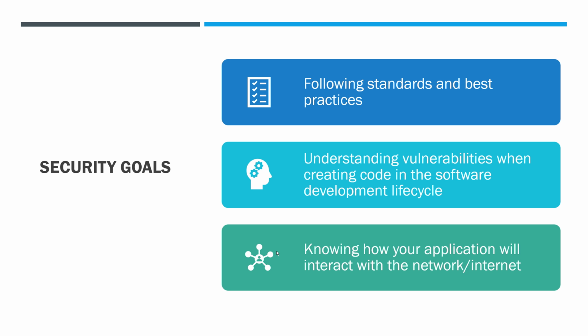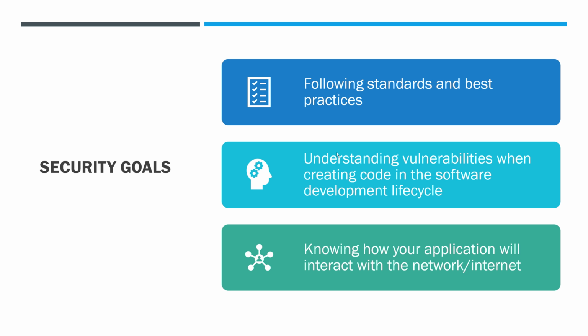Now, the second part we want to look at here is security goals. And the security goals is understanding your vulnerabilities when creating the code in the software development life cycle. When you're creating your software, you're going to be using some software development lifecycle to create that code and make sure that it is adequate for your users or your consumers. When creating it, you should know what is going on in your methods and what vulnerabilities those methods can leave, and also what those variables can leave in those vulnerabilities.